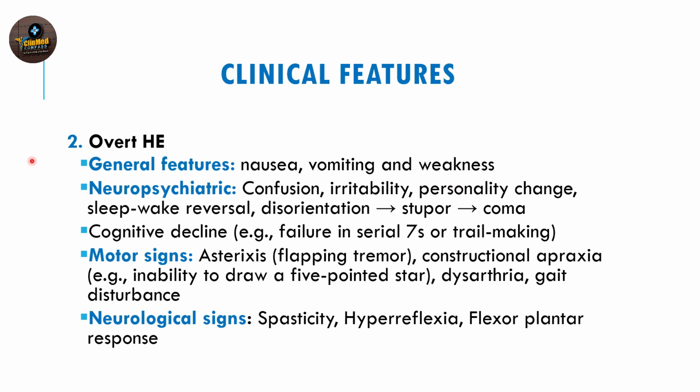Now we'll look at the overt hepatic encephalopathy. Overt hepatic encephalopathy shows clear and progressive clinical signs, from general features like nausea, vomiting, and weakness, to neuropsychiatric manifestations: confusion, irritability, sleep-wake reversal, disorientation, stupor, then down to coma. Cognitive decline, as in failure in tasks such as the serial 7s or the trail-making tests.